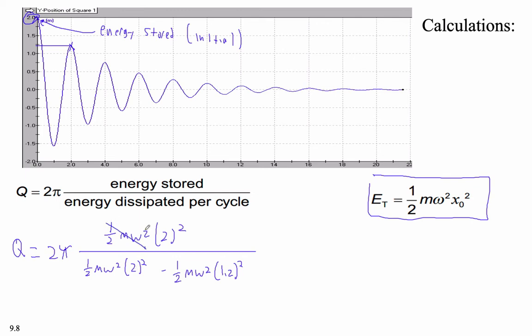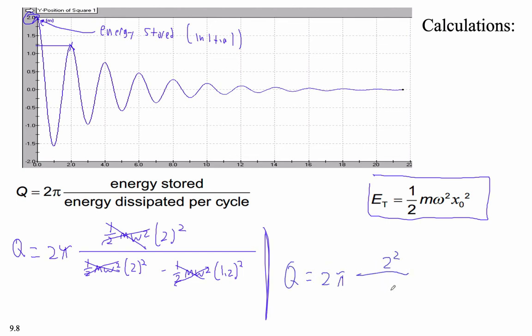That means we can cancel it out, which is good news for us because they didn't tell us what omega was. We could figure it out, right? Omega is 2 pi over 2, it's roughly pi, right? But we don't know the mass, definitely, right? But since it's the ratio of these two, those things cancel out. So our calculation just becomes this. Q is 2 pi 2 squared.